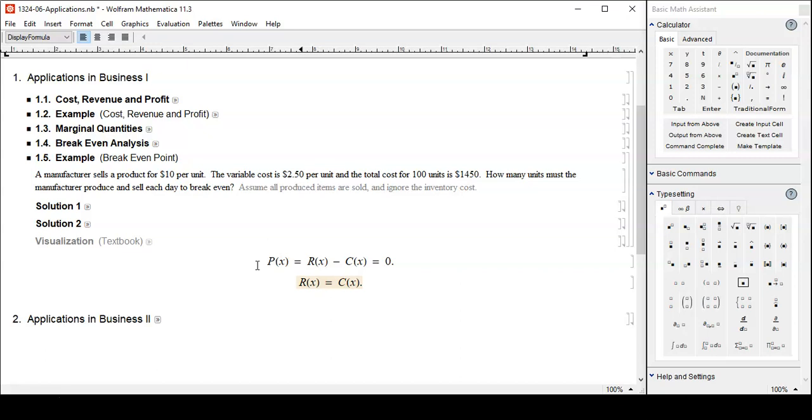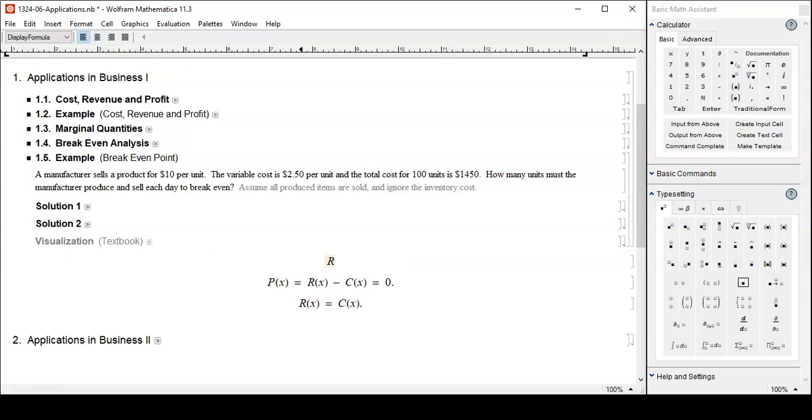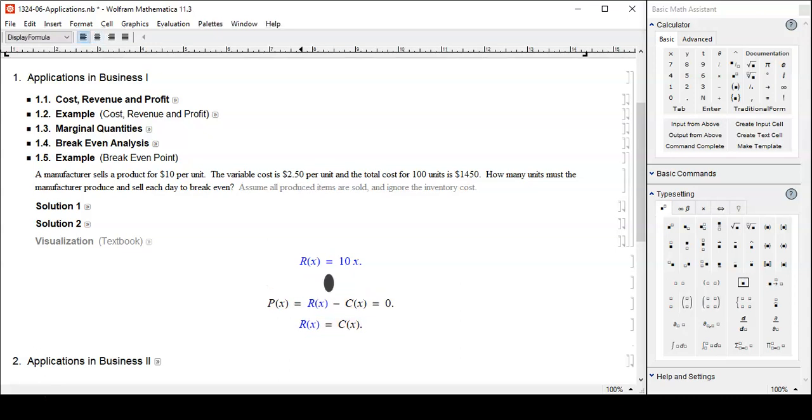So how do you find out the revenue? That looks a bit easier in this case. $10 per unit, and I'm selling whatever number of units, so 10x. Is that the revenue? Okay, alright. So for revenue here, I'm going to plug in 10x. How about the cost?